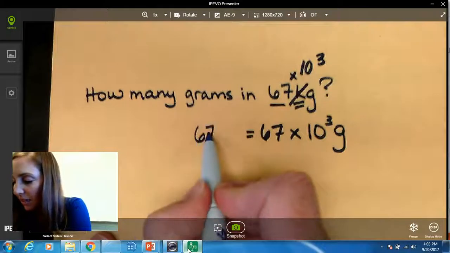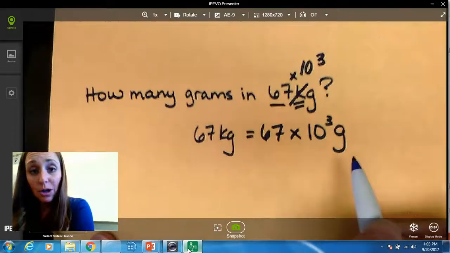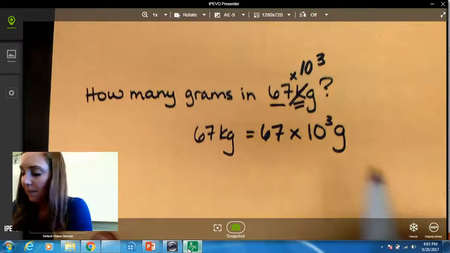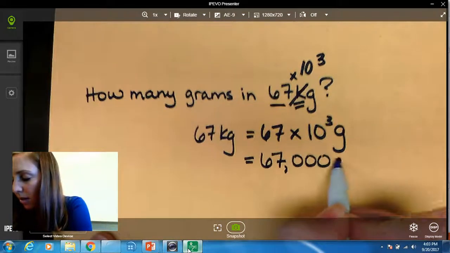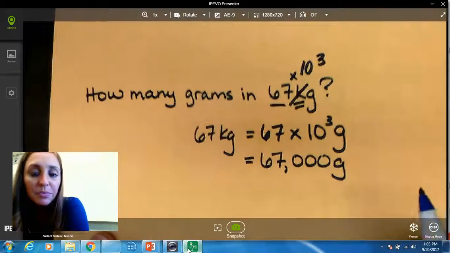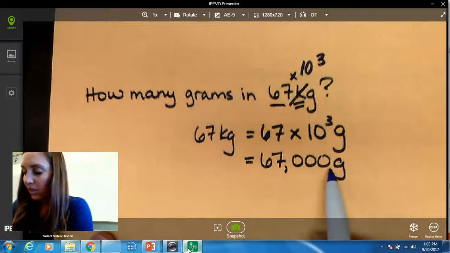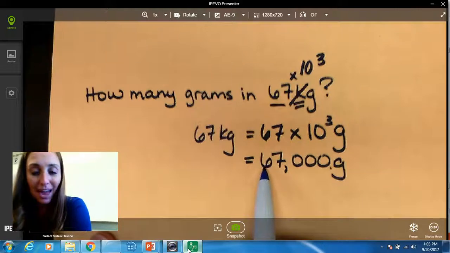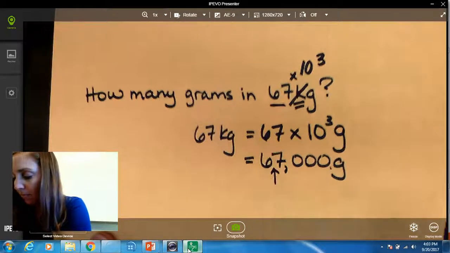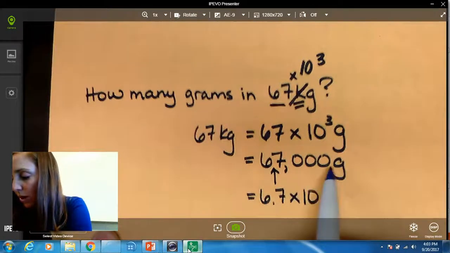I could say 67 kilograms, or I could say 67 times 10 to the third. 10 to the third is 1,000, so it's 10 times 10 times 10. So this is technically 67,000 grams. I get that in my calculator. Now, I prefer things in scientific notation. So in scientific notation, the decimal is here. It needs to be after the furthest unit to the left. So it needs to be right there. So this is going to be 6.7 times 10 to the 4th grams.